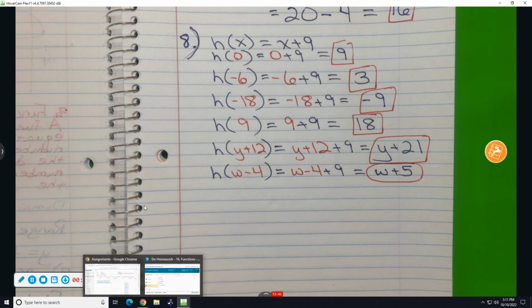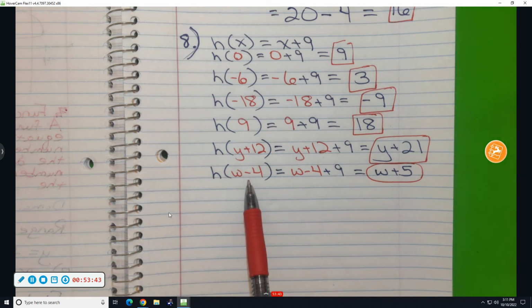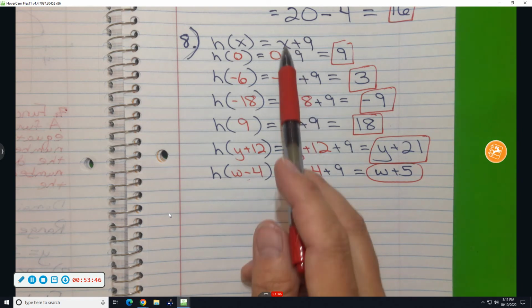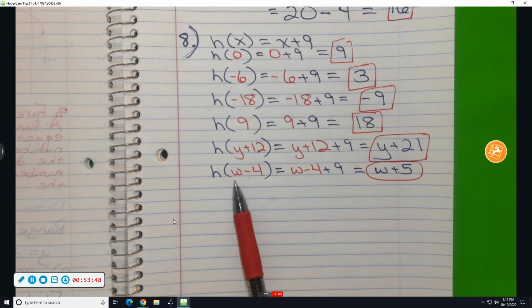Any questions? I just want to make sure you realize whatever's in the parentheses, that's what you replace the variable with, even if it's got another letter.